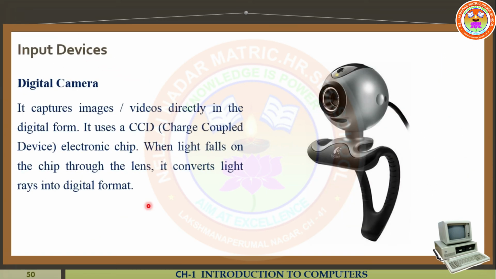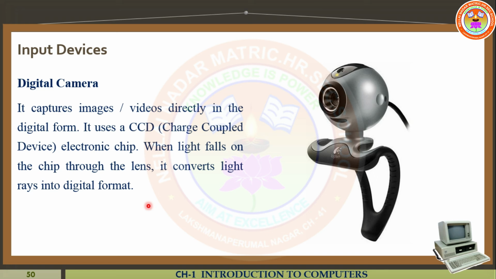Then another input device is the digital camera. This digital camera is mainly used to capture images or videos directly in digital form. That is the main purpose of the digital camera. It uses a CCD, charge coupled device, along with an electronic chip.